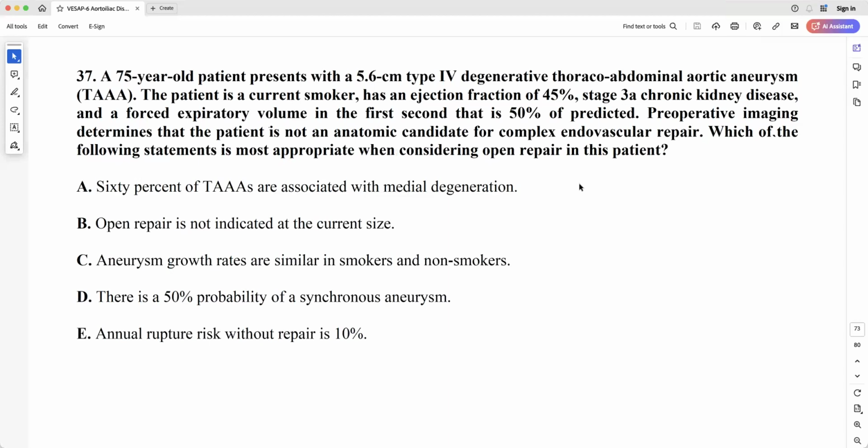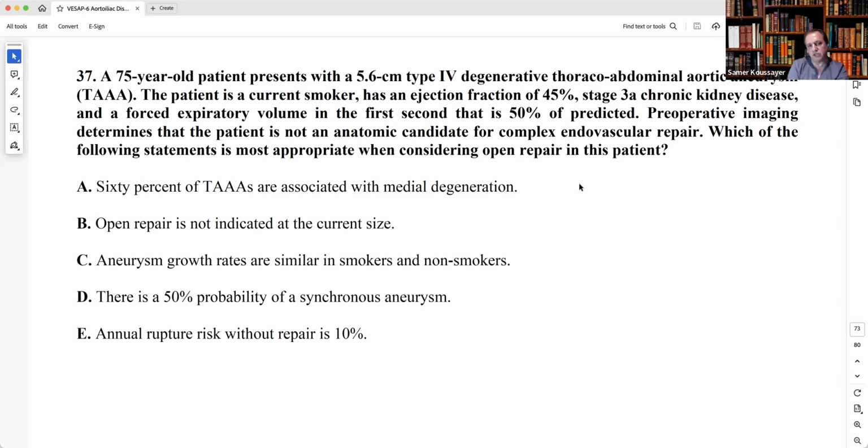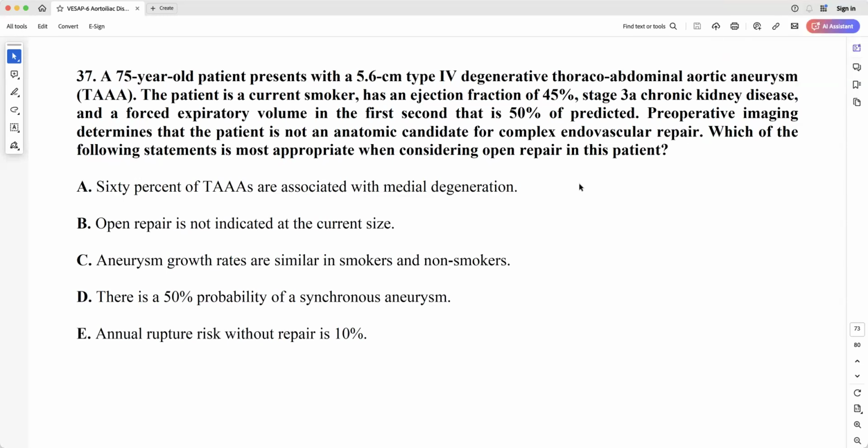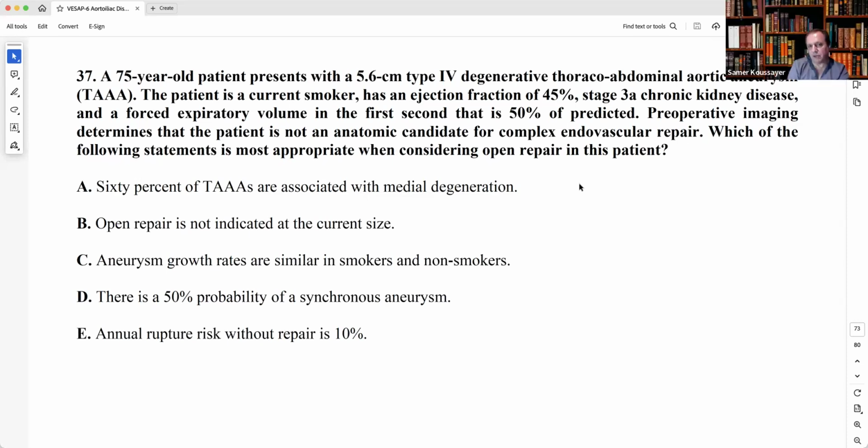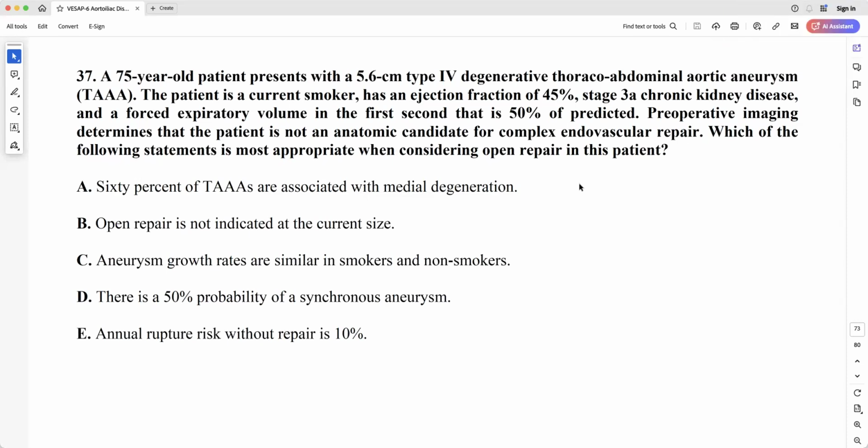Well, let's go through the question now. 60% of thoracoabdominal aneurysms are associated with medial degeneration. I think more than 60%. Yeah, the majority are atheroma, right? So it's maybe about 80%. Okay. Open repair is not indicated at the current size. Maybe this one is correct, because of his age and comorbidity.